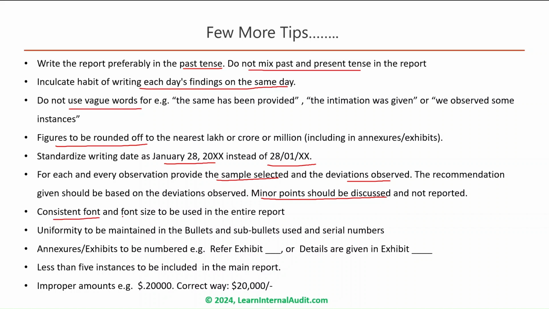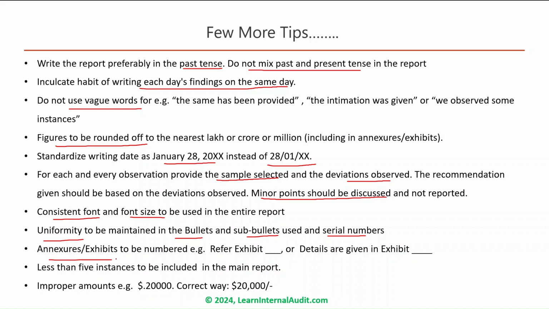Consistent font and font size to be used in the entire report. You cannot have two different fonts and font sizes. If you are using Calibri or Arial, make sure you use it across the report. If the font size is 10, 11 or 12, it has to be standardized across the report. Uniformity to be maintained in the bullets, sub-bullets and serial numbers. So if you have a paragraph and then there are bullets under it, all the bullets have to be standardized. The bullets that you use in an observation, risk and recommendation have to be standard.